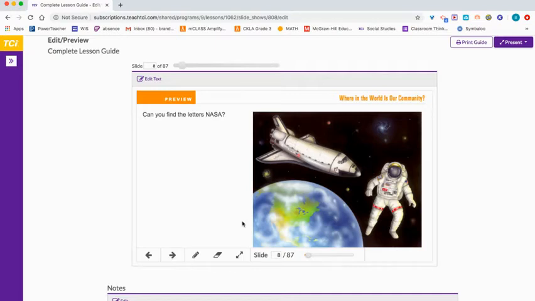So a few questions. Can you find the NASA lettering? Point to it. Right here. Good. We see it again on the spaceman's suit. NASA is in charge of sending people into space.